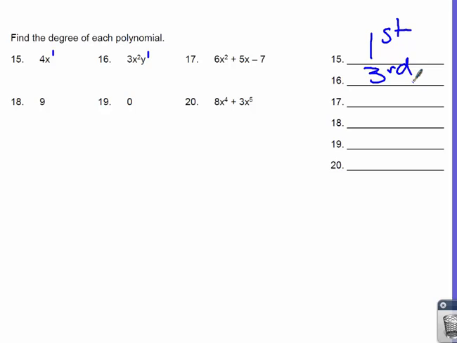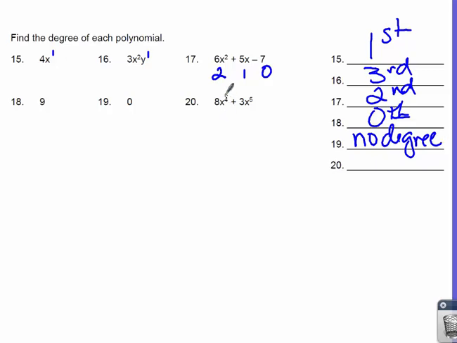Okay. Now, if we have a series of monomials, like in this trinomial, it's the biggest one wins. So we find the degree of this monomial, which is 2, find the degree of this monomial, which is 1, and the degree of this monomial is 0. A constant value has a degree of 0. So it's the biggest one wins. So in 17, it's to the second. Okay. Now, if we have just a number, like we did in this one, it has a degree of 0. So 18 is to the 0th degree. And number 19, we talked about if it is 0, and it has no degree.